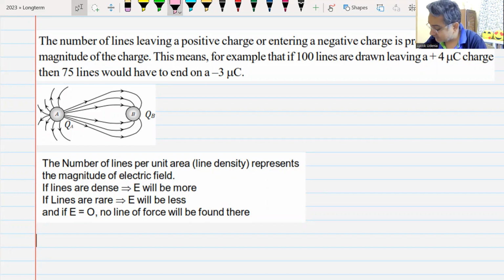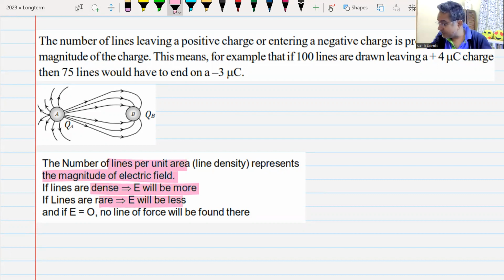How many field lines are there per unit area? That gives us the magnitude of electric field. If the lines are dense, electric field is more. If the lines are rare, electric field is less. Do we understand this? Yes, sir.